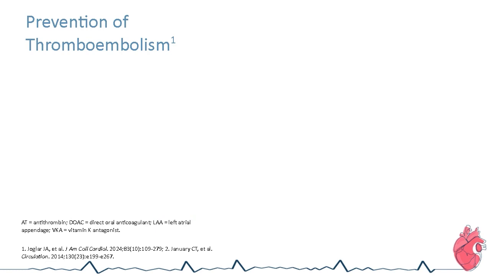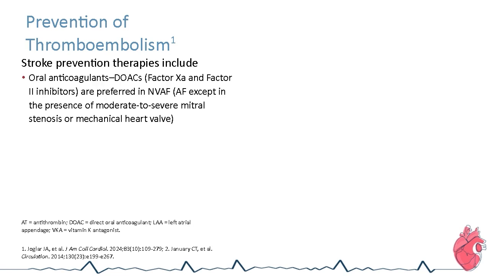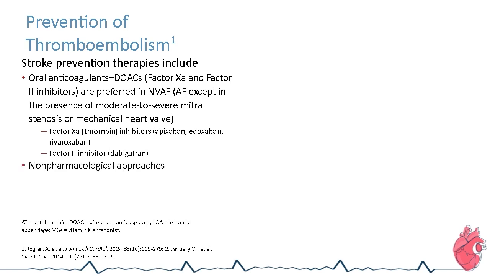So, stroke prevention therapies include oral anticoagulants, factor Xa inhibitors such as apixaban, edoxaban, rivaroxaban, and then there is the factor II inhibitor, dabigatran. There are also non-pharmacological approaches that we use as well. We talked about how we use these in decision-making of whether or not the patient is at high risk of bleeding on these oral anticoagulants.